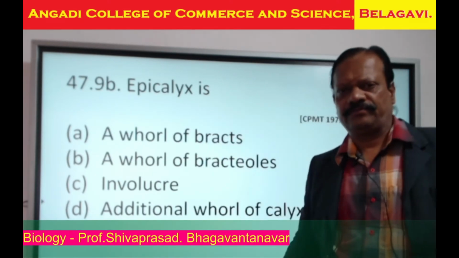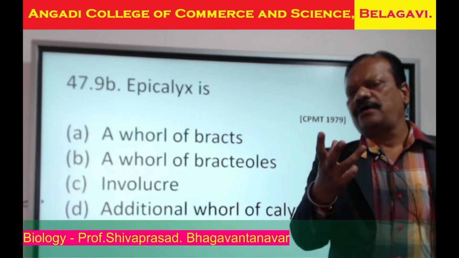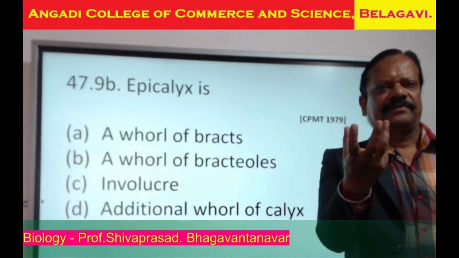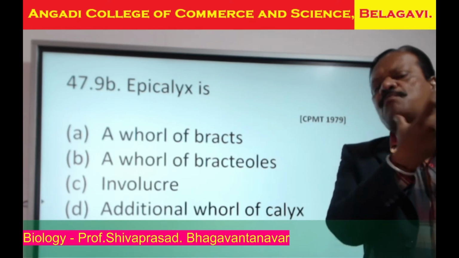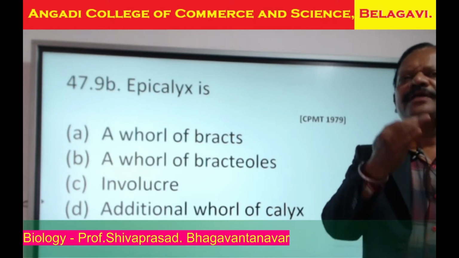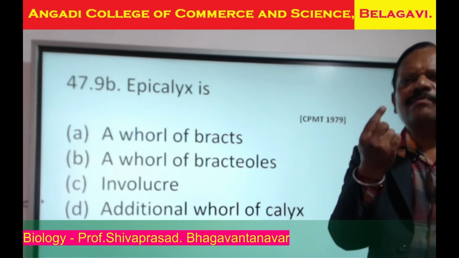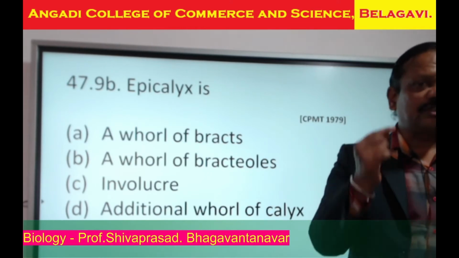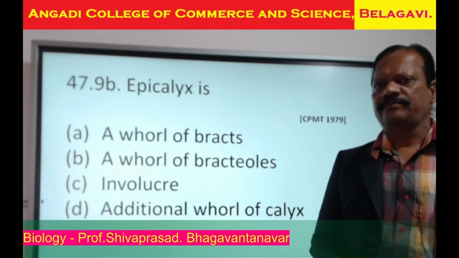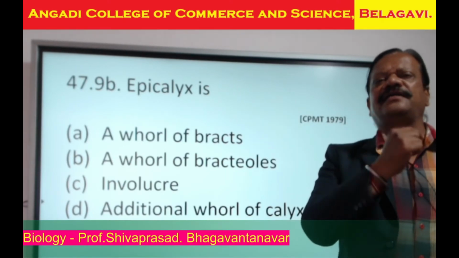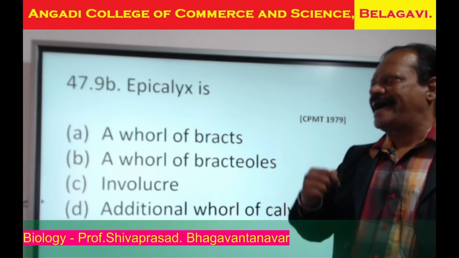Epicalyx is, okay, in any flower you can see the calyx will be there. Calyx will be the outermost layer. It is green in color. Below that calyx, one more layer like bracts you are getting, and those are also green in color. Such a colored structure we are calling as epicalyx.